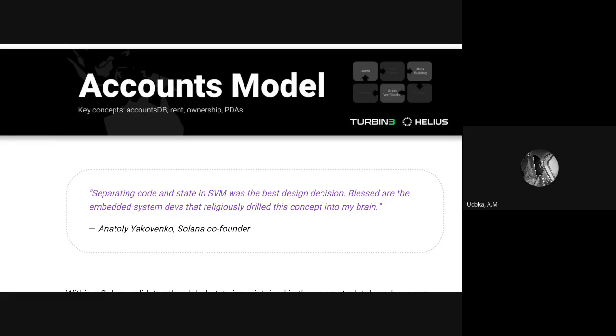So the account model of Solana is what makes Solana again very, very, very different from every other chain. I'm going to close this part with the account model. So what is the account model on Solana, and how do we approach this? For starters, right?